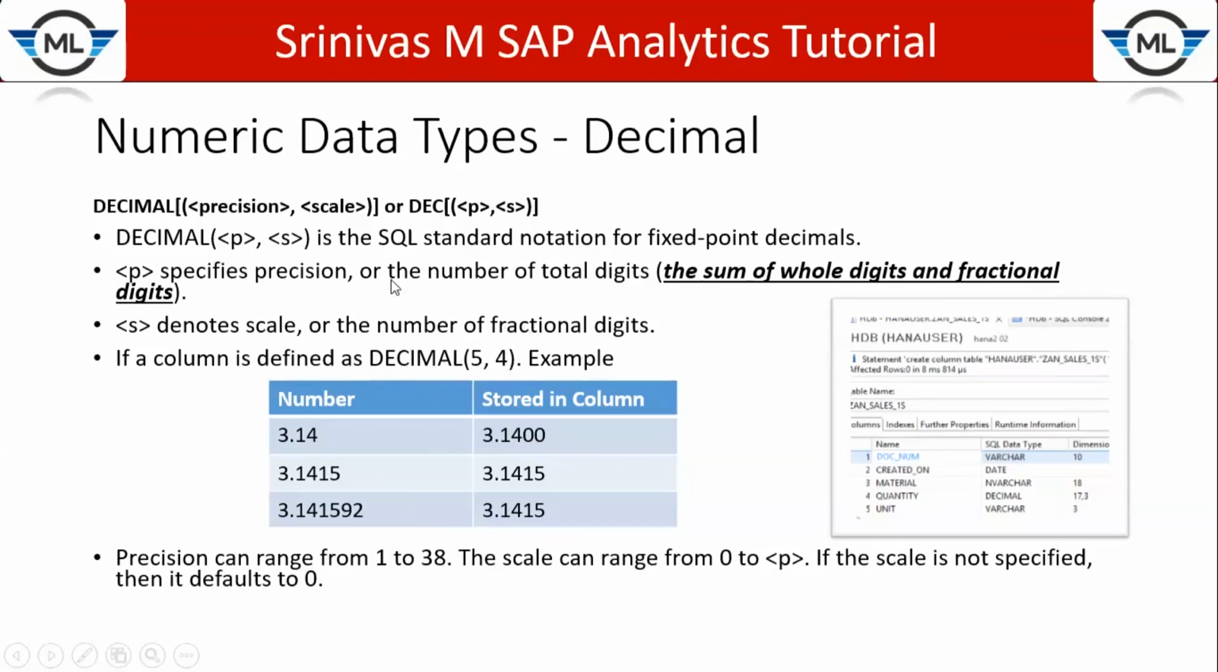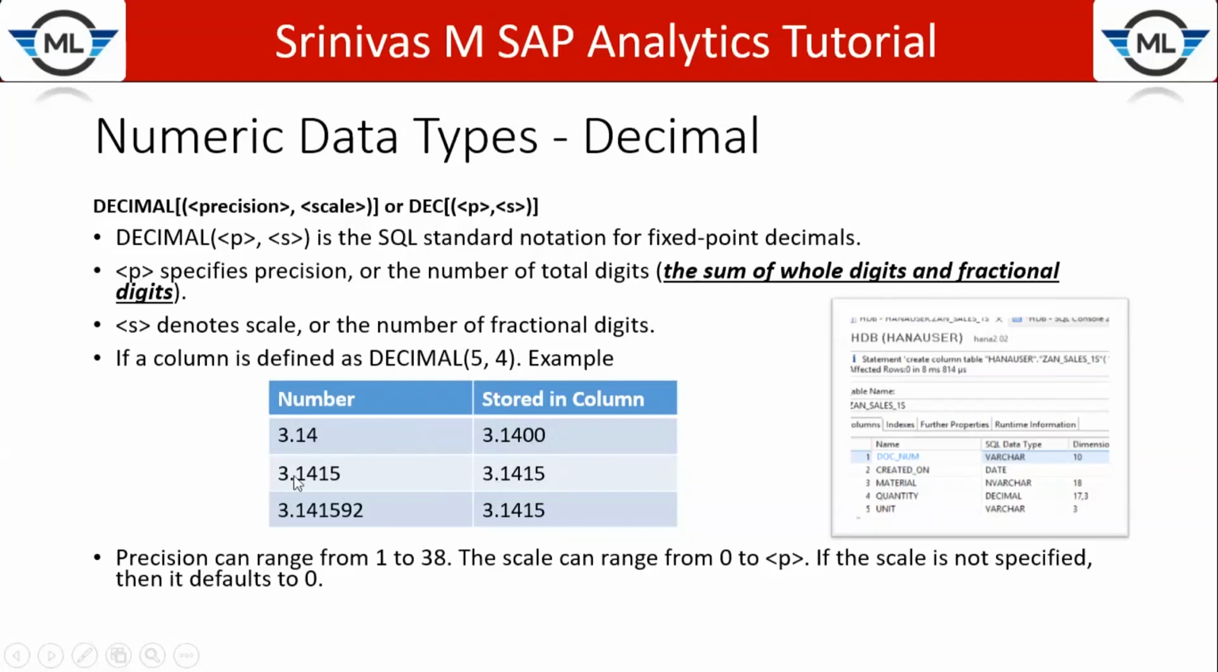Okay, and the next point is P is precision, or the number of total digits. So if you are defining a decimal with 5 comma 4, it means the total length of your number, including decimals, including the digits before and after the dot, must be a maximum of this. That's what it is saying: the total is the sum of whole digits and fractional digits. So P always represents the sum of the whole digits and the fraction digits.